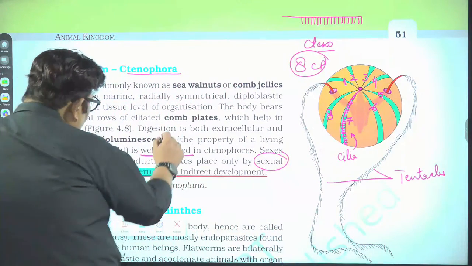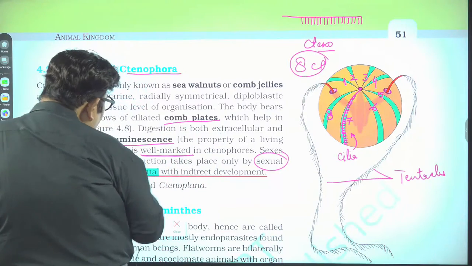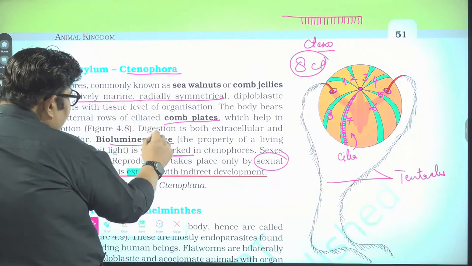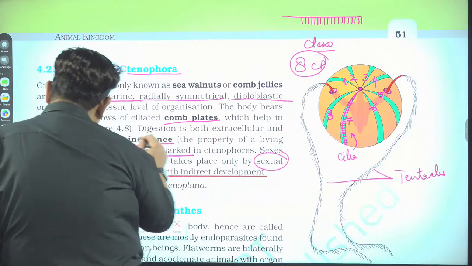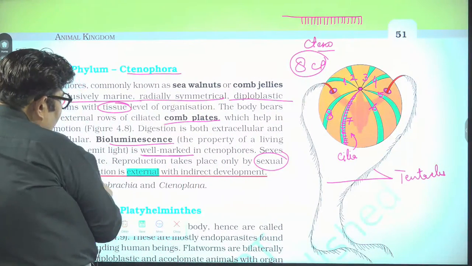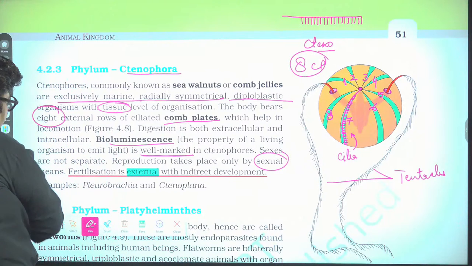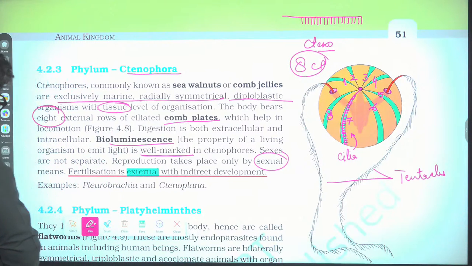So they have got comb plates, they have got bioluminescence, they have radial symmetry, exclusively marine, diploblastic organization and tissue grade of organization. The body bears 8 external rows of ciliated comb plates which help in locomotion. And digestion is both intra as well as extra. First extra and then intra.